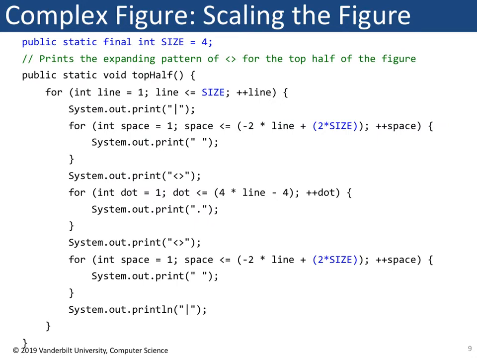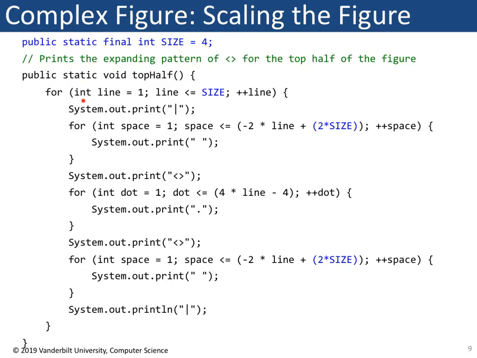So now, the code for top half changes a bit. We have our class constant declared in the top of the class, and our top half method becomes as follows. We have the entire thing surrounded in a for loop, and this whole for loop is going to execute size times. So in this case, 4 times. So everything in here, from the first statement through the last statement, will execute 4 times.